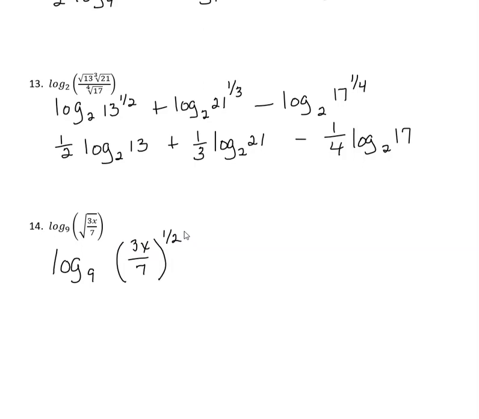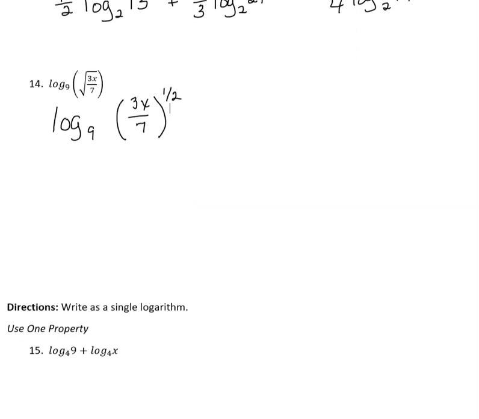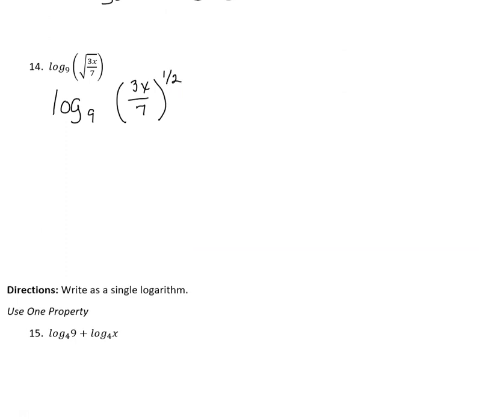And from here, there's a couple of different things that I can do. I can bring the 1/2 out front, and then I have 1/2 times the log. I could split that up into log of 3 plus the log of x minus the log of 7, and then I would have to distribute that 1/2.